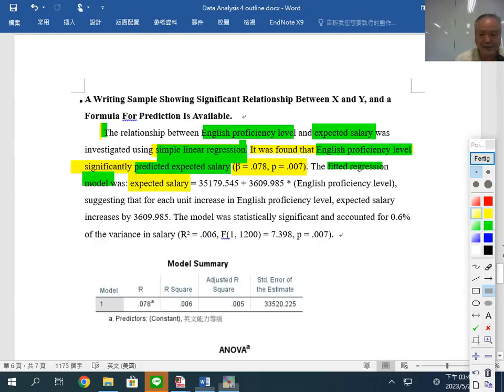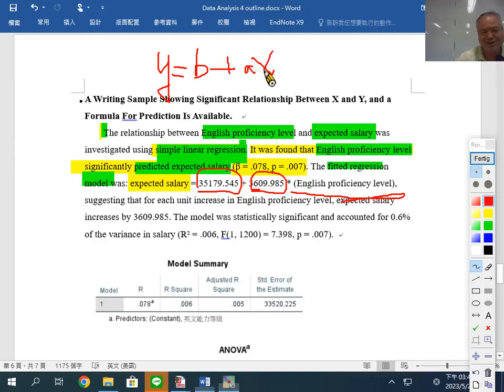Expected salary, here we have Y, right? Y is equal to constant plus coefficient times this one. Okay, now it seems that we just changed the order. We just changed the order. That is, we have a B plus AX. Well, if you want to say Y equals A plus BX, it's up to you, but it's the same. This is constant, and this is coefficient.